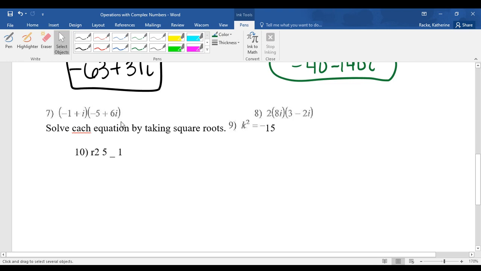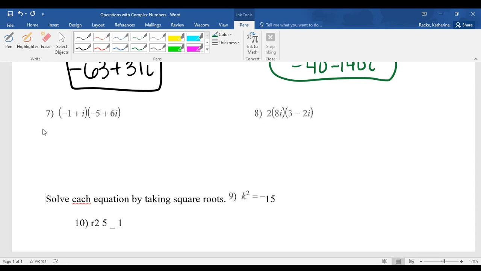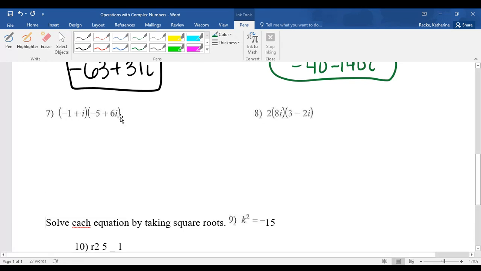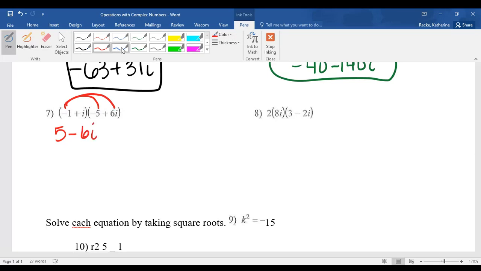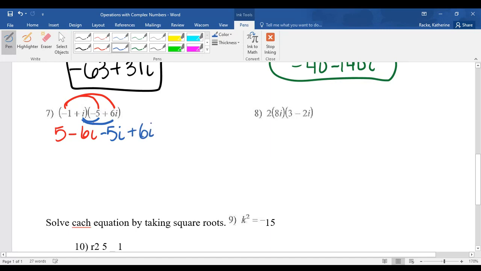All right, let me get some space here. Here we go again. Two parentheses back to back, no sign in the middle, means we're going to multiply. So -1 times -5 gives us +5. -1 times 6i gives us -6i. Then i times -5 gives me -5i. And i times 6i: i times i is going to give me i squared, and 6 times 1 gives me 6.